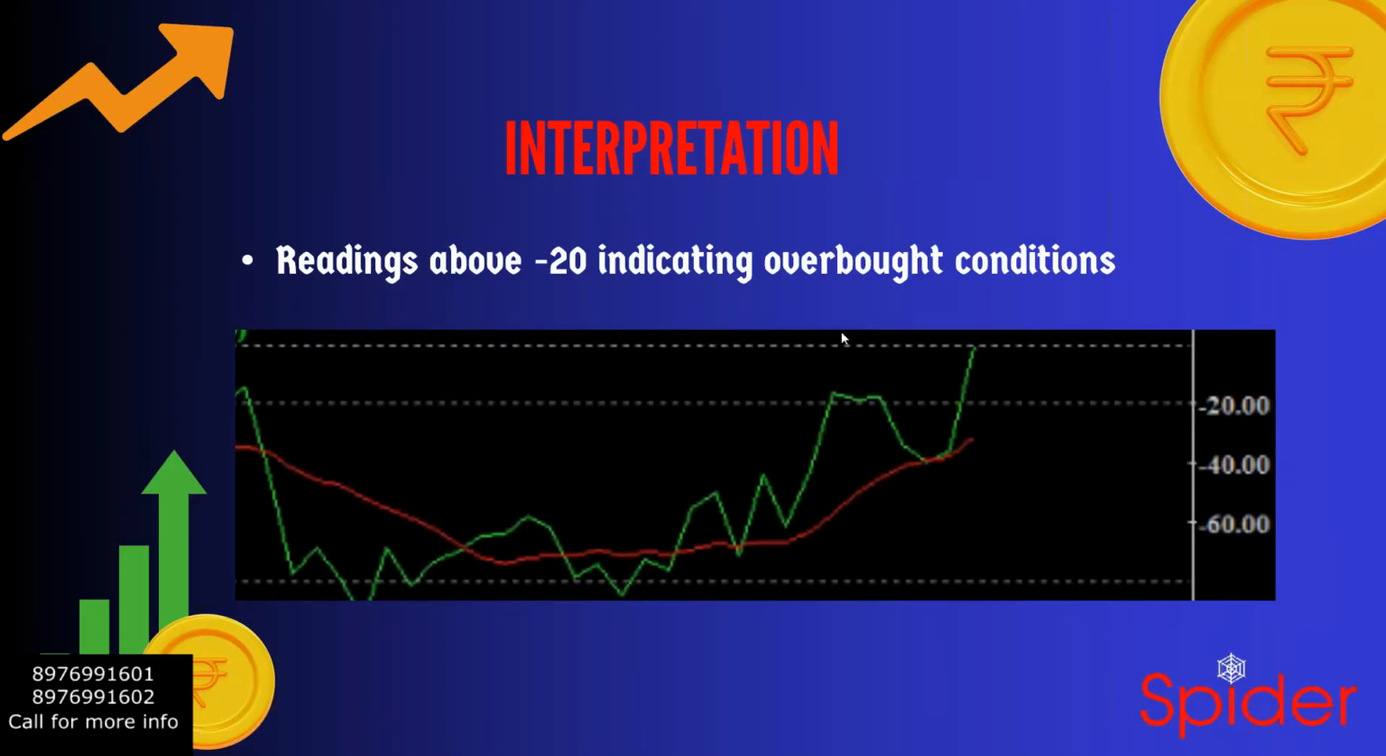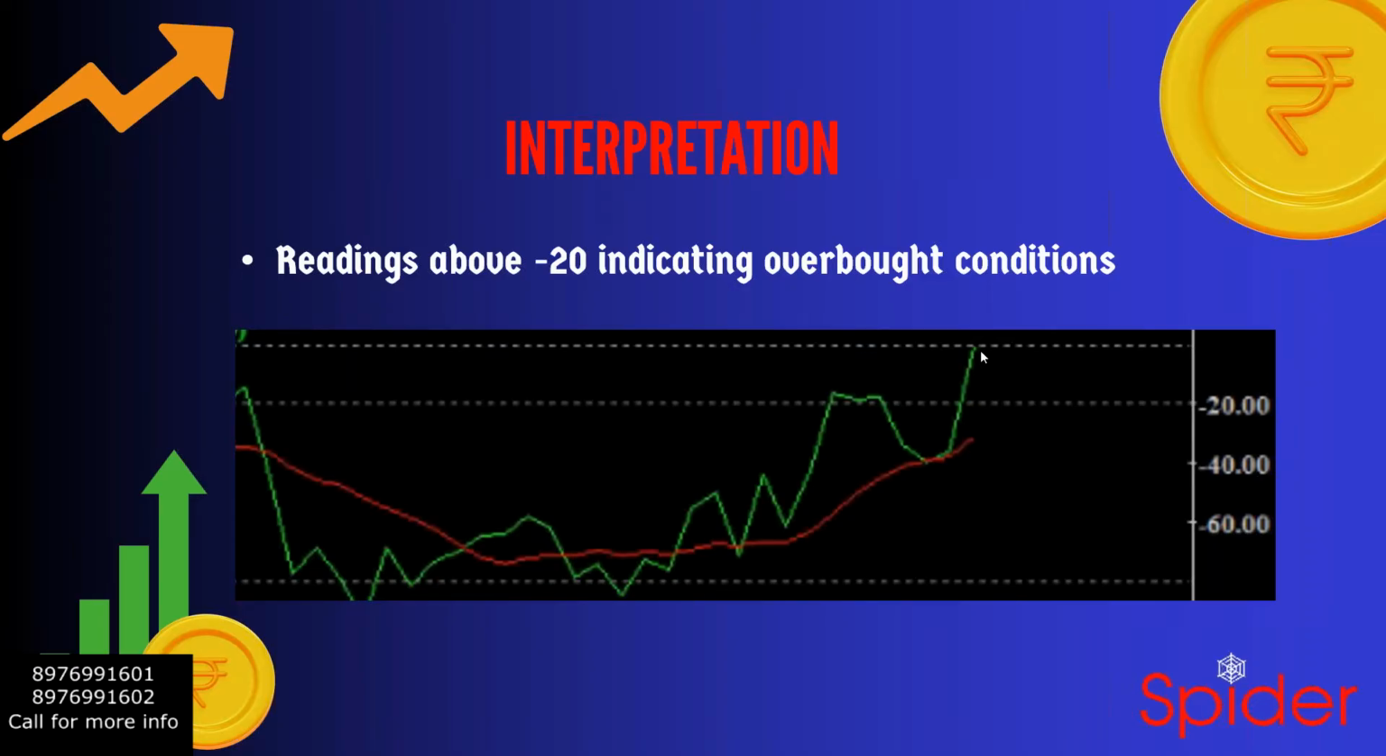So here I'll show you what the overbought and oversold levels are. In William percentage R, I have also attached a photo so you can better understand what readings we are expecting. Here in the image we can see, and I have also written above, readings above -20 indicate overbought conditions. Here we can see that the price has come from -40, -60 levels, and it has directly hit and entered into the overbought zone. So this is our overbought condition.